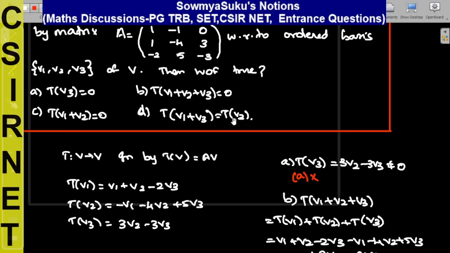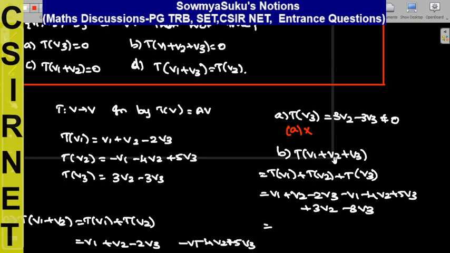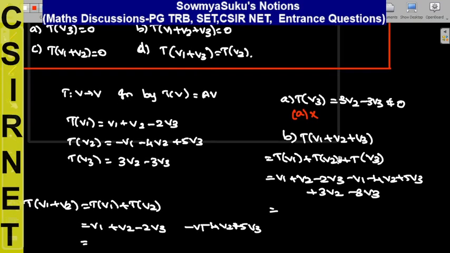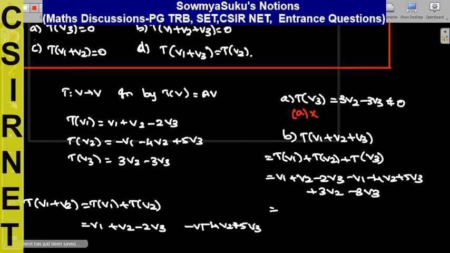V1 plus V2 plus V3 equal to 0. So T of V1 plus T of V2 plus T of V3, by the linear transformation condition. Substitute all these values there. You can find that V1 minus V1 gets cancelled. Then plus V2 here, minus 4 V2 here, and 3 plus 4. So this gets cancelled. Again here minus 2 plus 5, that is plus 3. So here minus 3 gets cancelled, so 0. So option B is right.